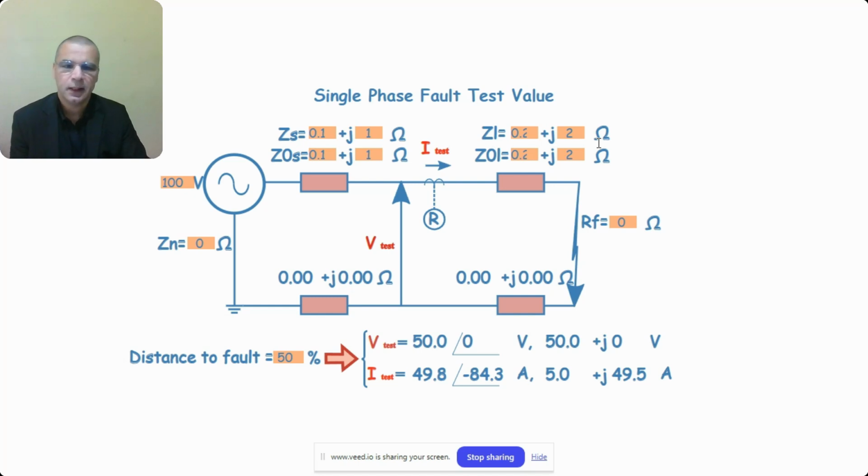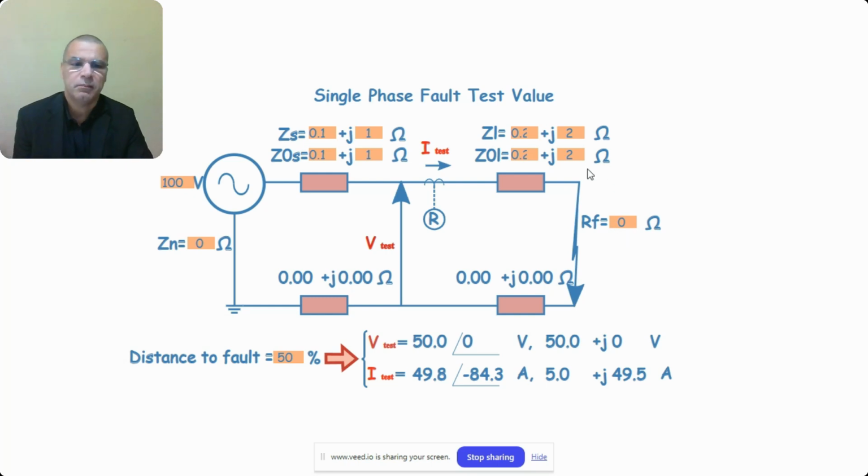If you make a quick calculation, this is a potential divider. So the voltage at the relay location is basically half the value of the source voltage. You can see that it shows 50 volts here at the bottom, and the current would be 49.8 amps with an angle of 84 degrees lagging.